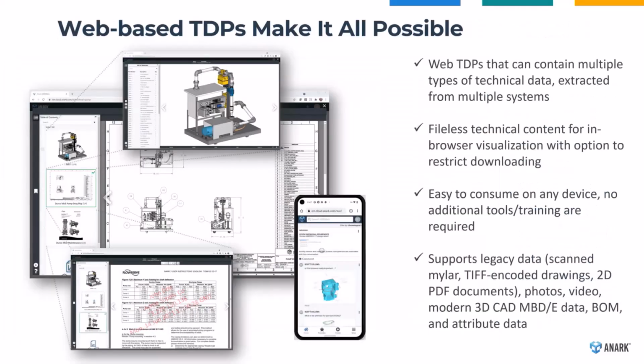So how is this all possible? How can you have a platform that does all of these things together? Well, it ultimately starts with web-based technical data packages. Once you have web-based technical data packages and fileless content on the web, you increase the level of flexibility that you have in terms of how you work and collaborate on technical content.